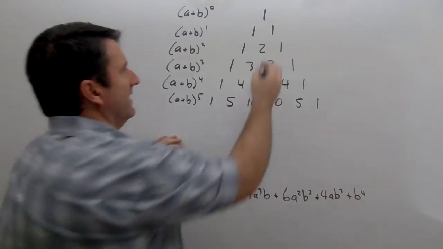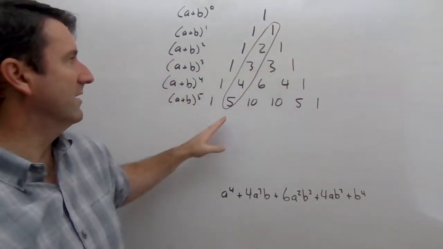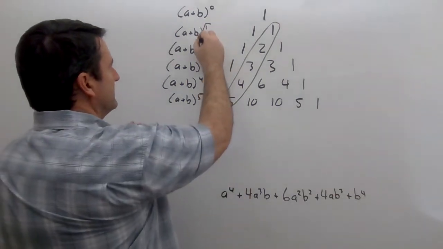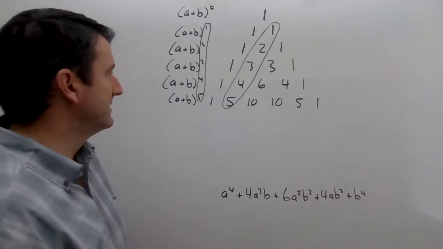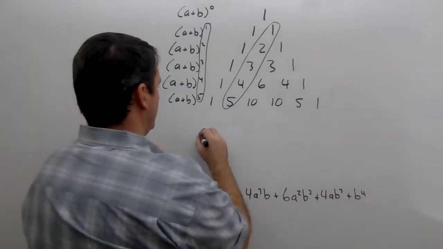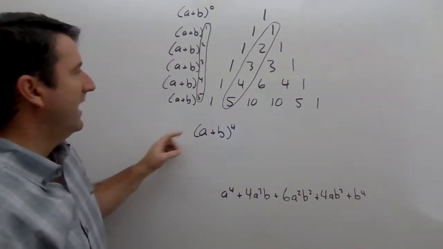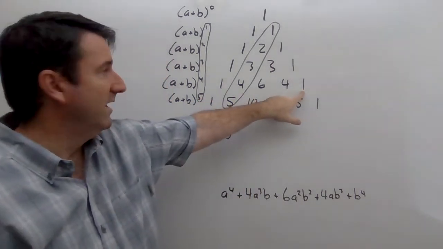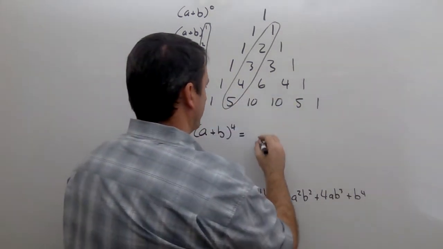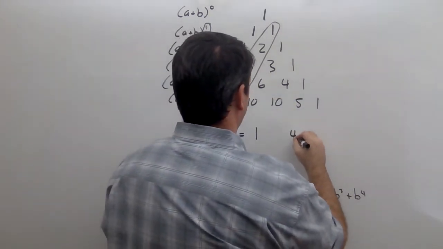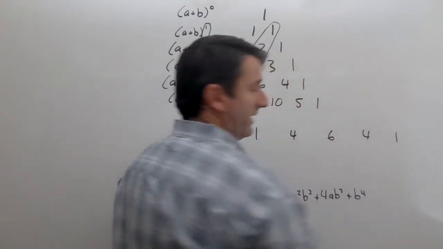And you can see that these numbers in the second row are going to correspond to these numbers here that are going to be our powers. So if we're trying to do a plus b to the 4th power, our coefficients are going to be on this row here. So we're going to have a 1, and then a 4, then a 6, then a 4, and then a 1.